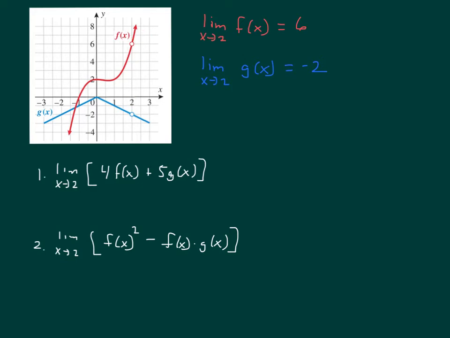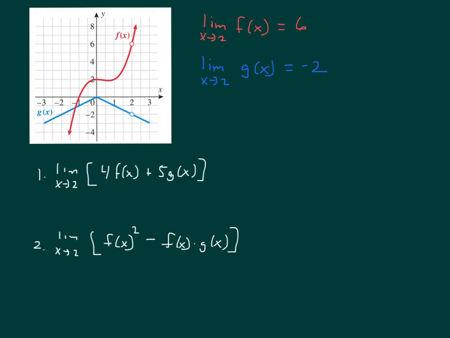So f of x, while we do have a hole, we can see as I come from the left and from the right, that my function values are getting closer to 6, so I can say that the limit as x approaches 2 of f of x is equal to 6. Same thing is true with g of x. While we do have a hole here at 2, I know as I come from the left and from the right, my function values are approaching this same location, which happens to be at -2. So I would say that the limit as x approaches 2 of g of x is equal to -2.